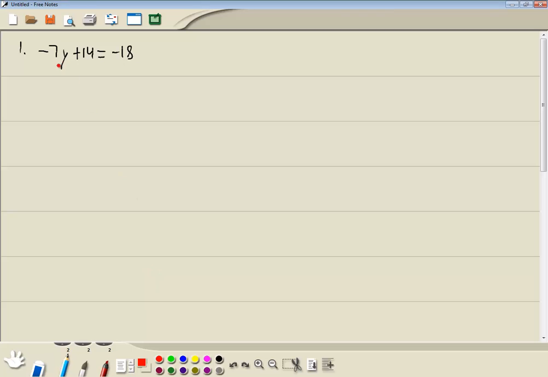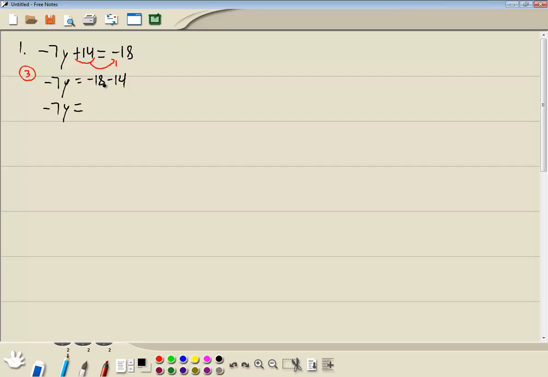First step is get rid of parentheses, don't have any. Second step is get rid of fractions, don't have any. Third step, get everything with a y on one side, numbers on the other. So take 14 over to the right side. Take anything across the equals, your sign changes. So the positive 14 becomes a negative 14.